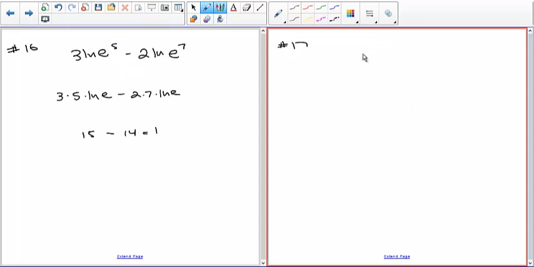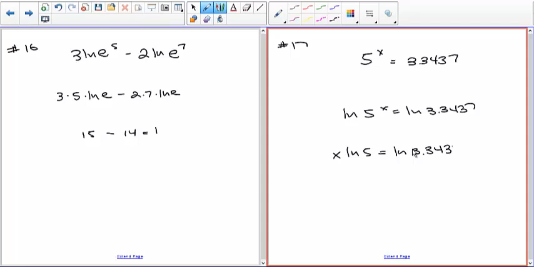Number 17, just an exponential equation. Again, for exponential equations, it doesn't matter which logarithm you use. Typically we would use the natural logarithm to change this exponential equation into just an algebraic equation. So you take the natural log of 5 to the x is equal to the natural log of 3.3437 and bring the exponent out. So there you've converted it to an algebraic expression.